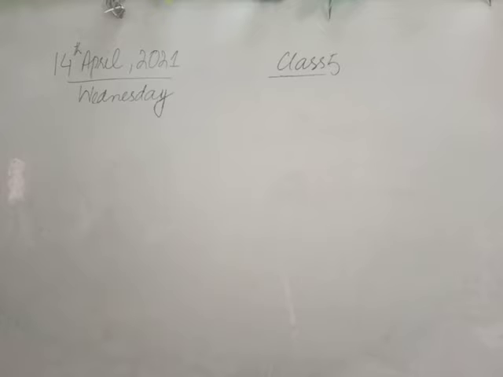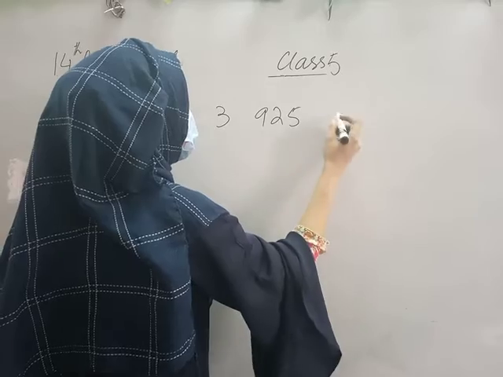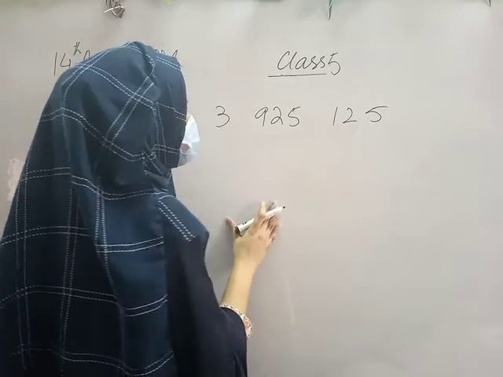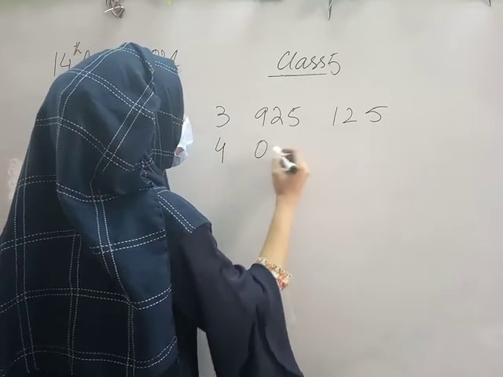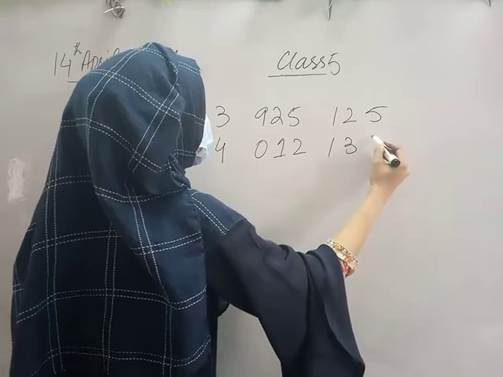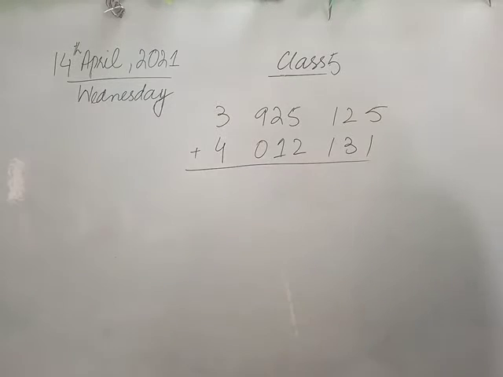In yesterday's lesson we studied how we can add numbers which go up to millions. Isn't it, class? Okay, so let's take an example. I have 3 925 125. This is the first number, and the second number is 4 012 131. And we want to add these numbers. So what would I do?